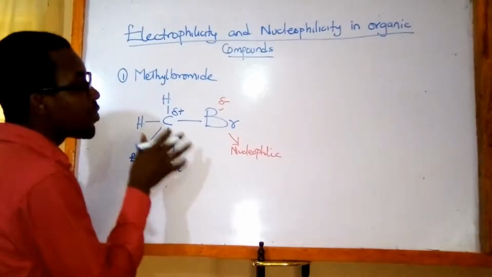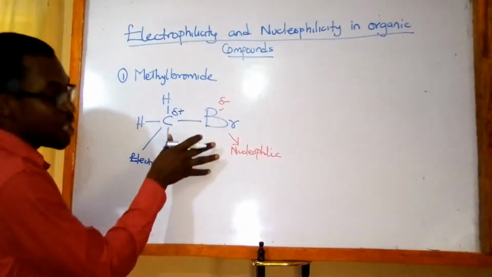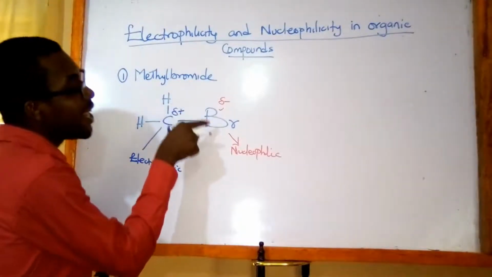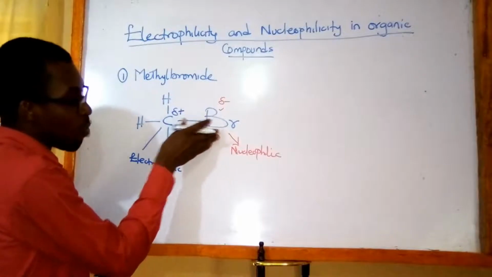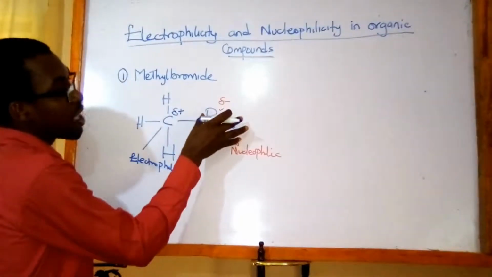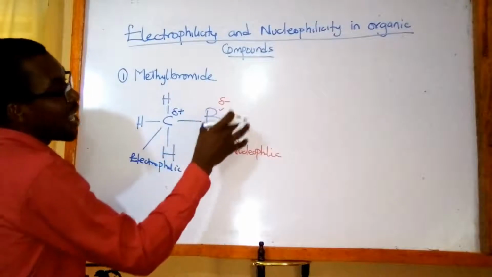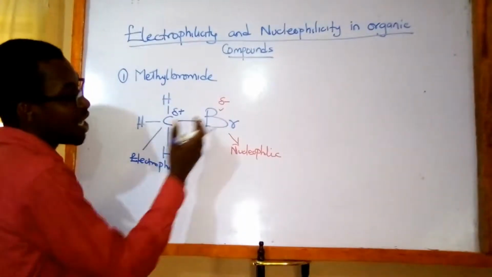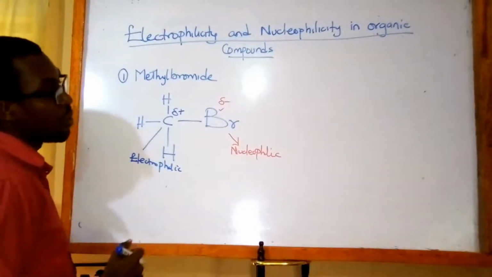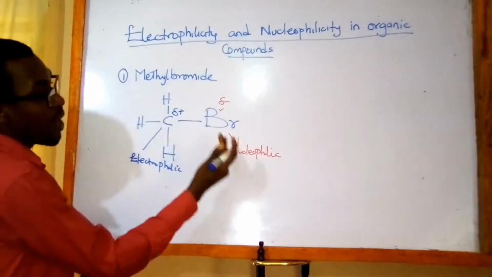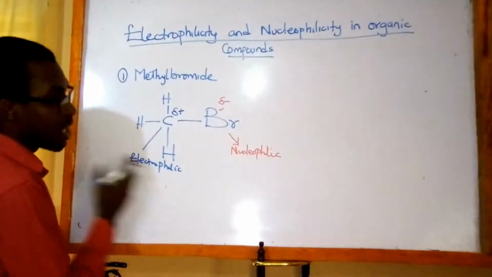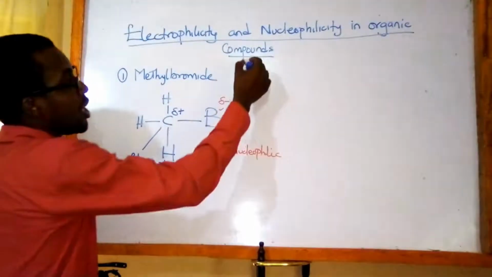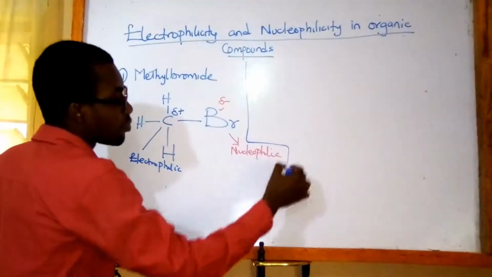Now remember, the reason for this is because it is polar, and that is due to the electronegativity of bromine. Once you have a more electronegative atom, you will see that the electron cloud seems to be situated on that atom, and it causes this kind of phenomenon. Now, in the same methyl bromide, we have a part that is nucleophilic and another part that is electrophilic. Let's look at another example.